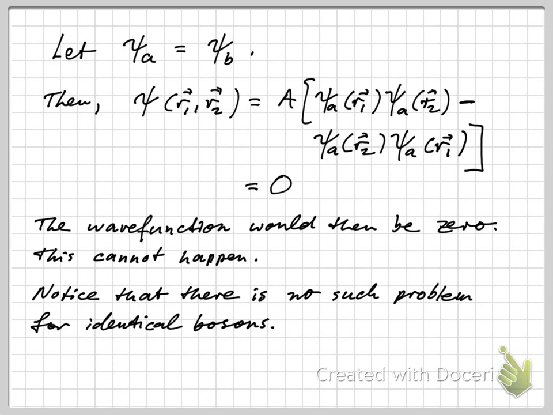Notice that there is no such problem with identical bosons, because if we had a plus sign there, then that wouldn't add to 0. That wouldn't subtract away, and we would be fine with that. So the bosons do not have to obey the Pauli exclusion principle. It's just fermions.